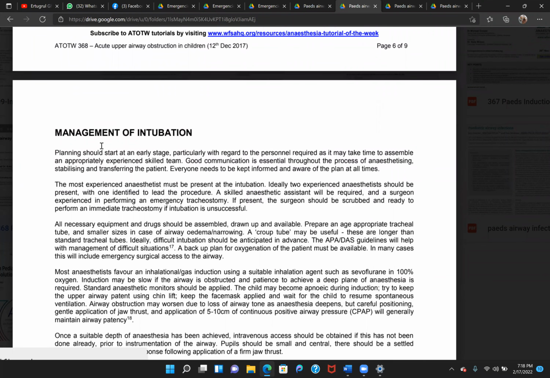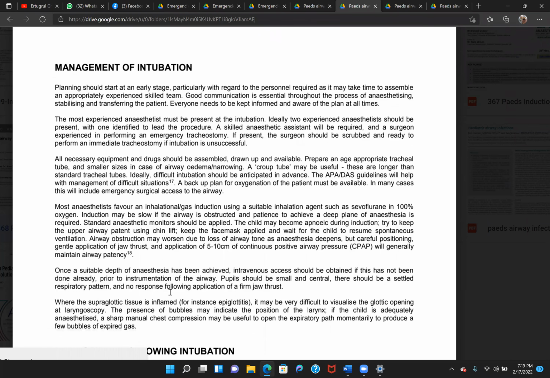And as we discussed, there should be a very good team for that, and you should be ready for everything. Emergency tracheostomy should be ready, fiber optic should be there, rigid bronchoscope should be there, and the rest of the things which we have already discussed.